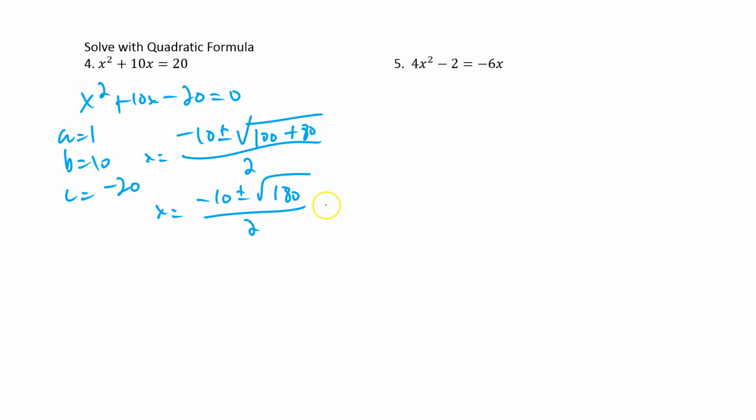So 180, let's see. Well, 9 definitely goes in there because 9 goes into 18. So should we start there? Let's start there. So x is negative 10 plus or minus the square root of 9 is 3, square root of, let's see, would that be 20?